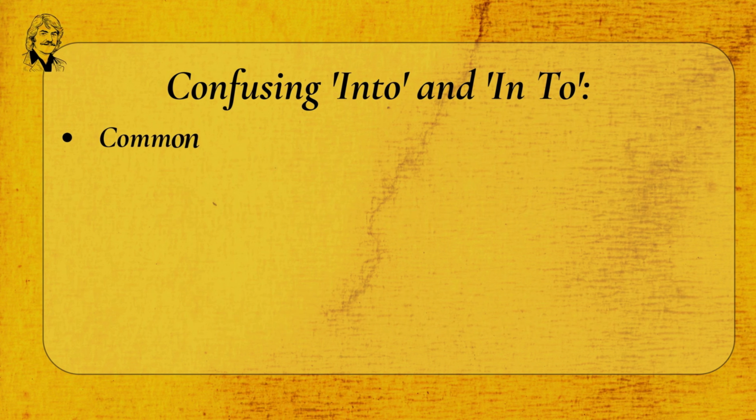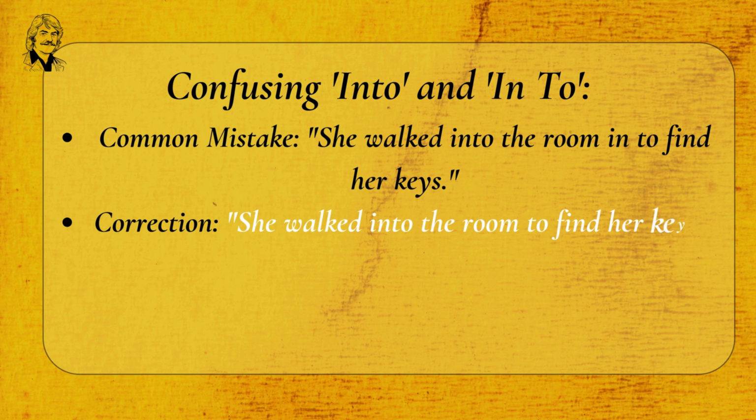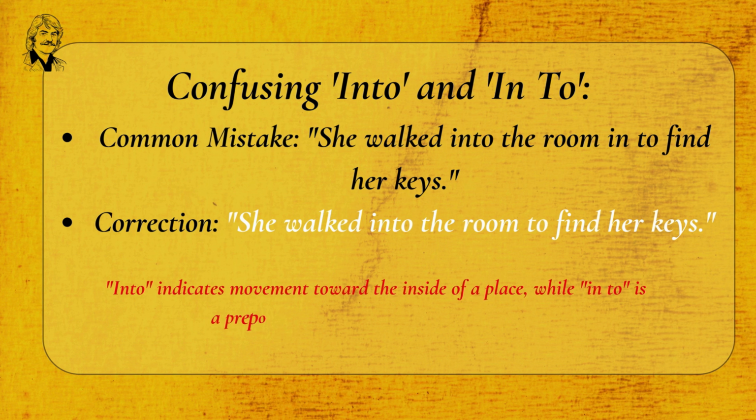Confusing into and to. Common mistake: she walked into the room and to find her keys. Correction: she walked into the room to find her keys. Into indicates movement toward the inside of a place, while to is a preposition followed by an infinitive verb.